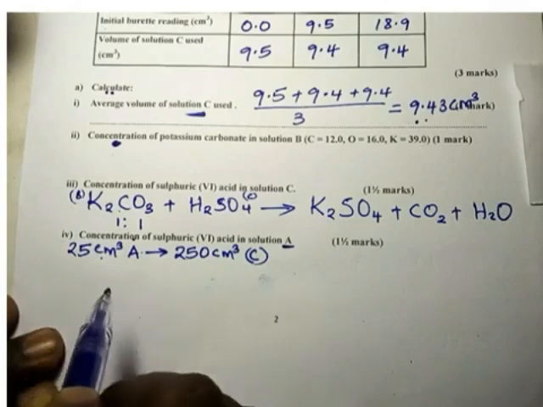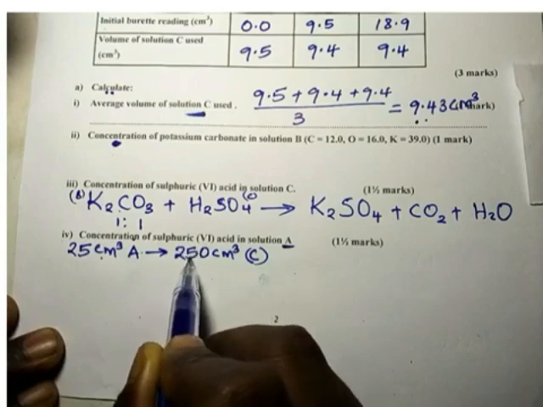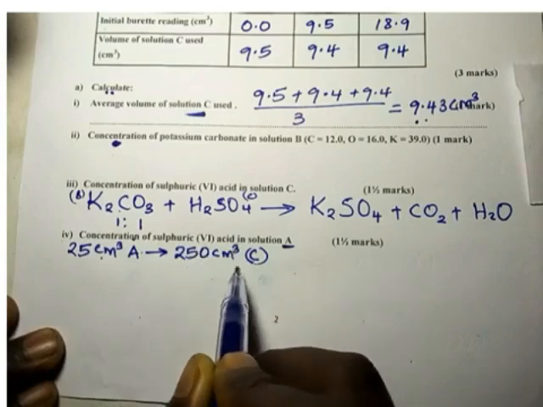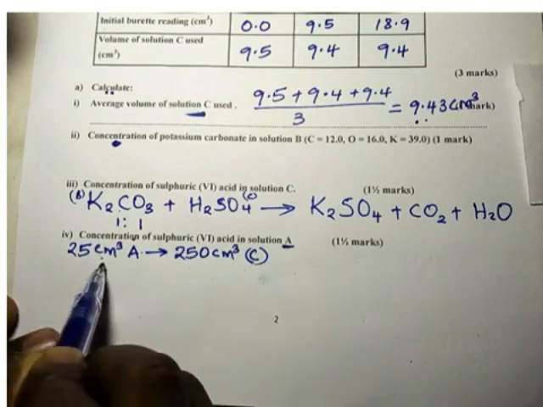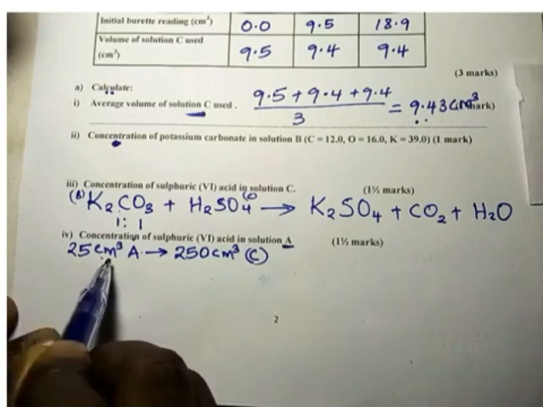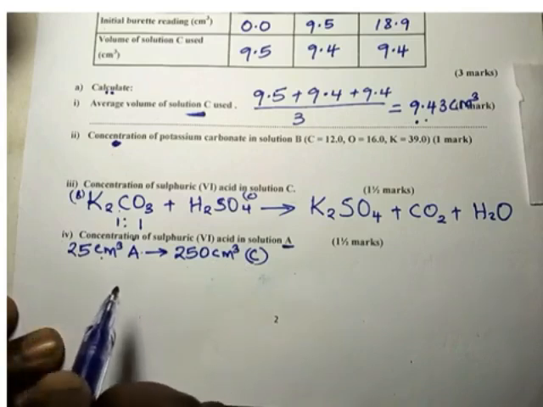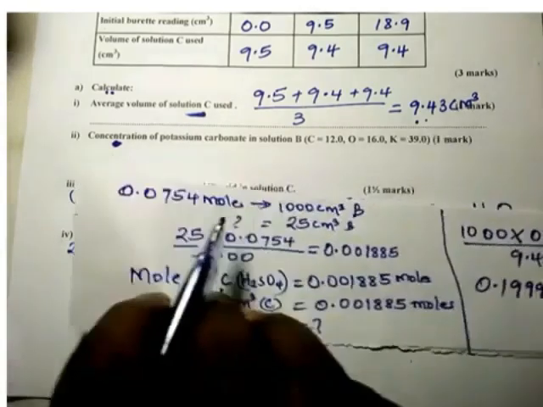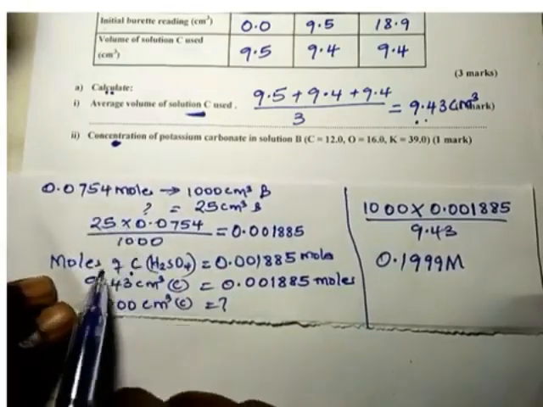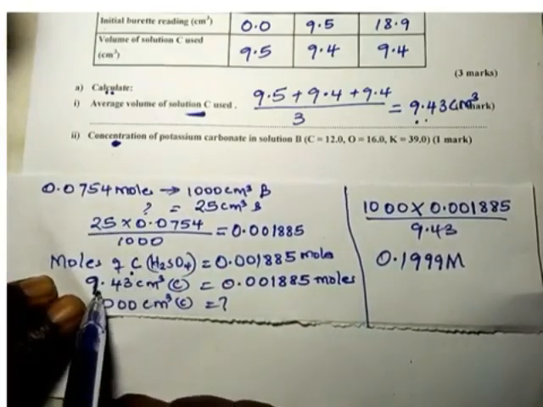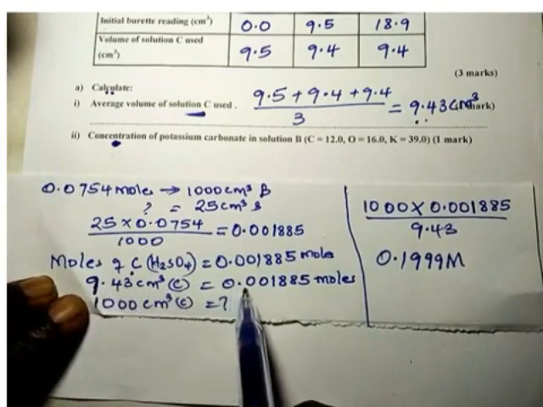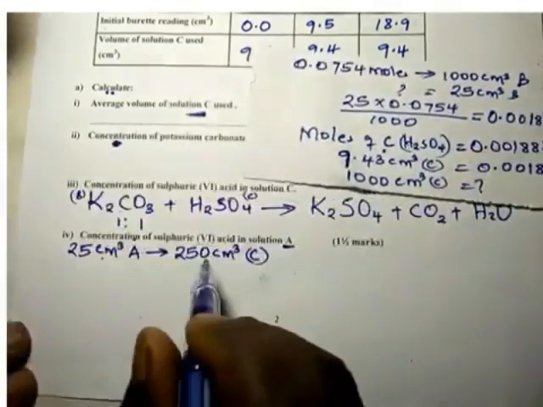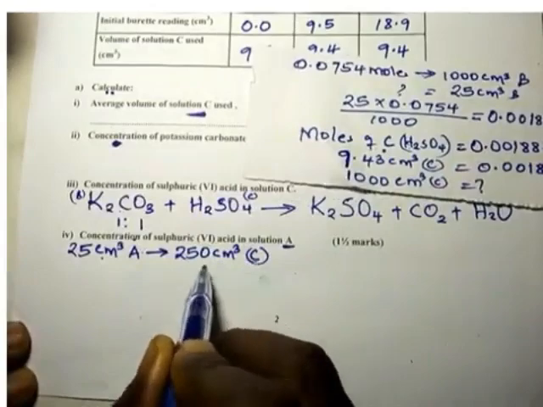The number of moles in 250 centimeters cube of the diluted solution C will be exactly equal to the number of moles in 25 centimeters cube of solution A, the one we diluted. So that is very important. From here, we know the number of moles of solution C in 9.5. If we even know the molarity, we can use that. Now let us get the number of moles of solution C in 250.